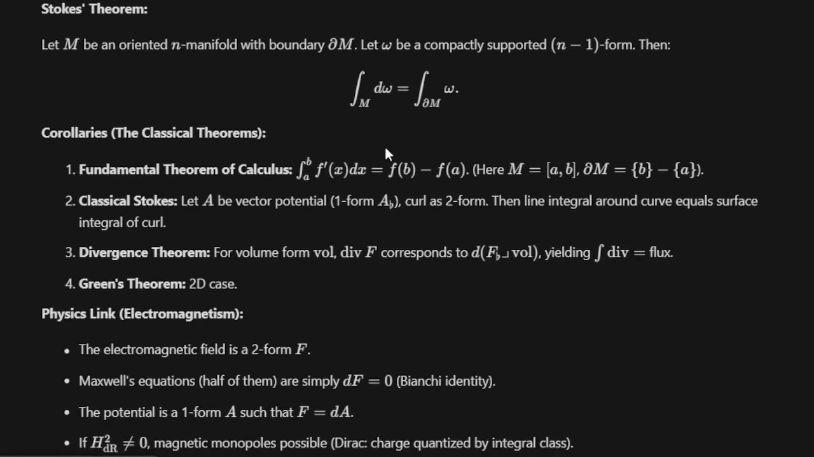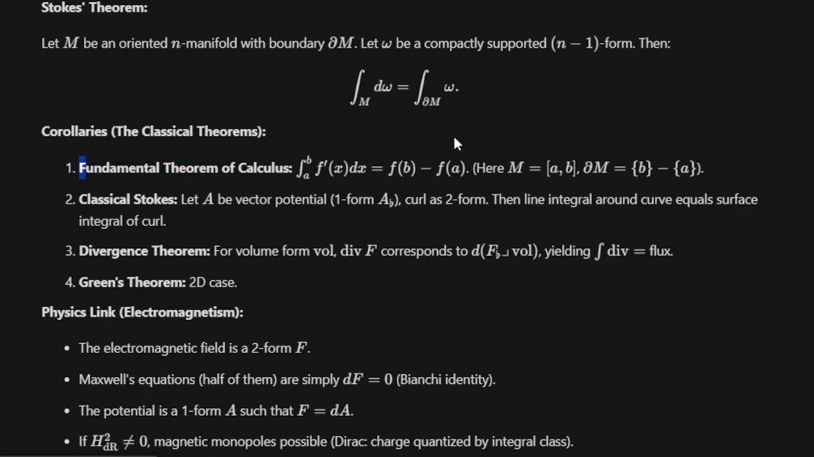so we get some corollaries, which is the fundamental theorem of calculus. Here the manifold will be defined over the interval from a to b, with boundaries being b minus a. We have the classical Stokes, so we would say let A be some vector potential, or a 1 form, right? And curl as a 2 form. Then the line integral around the curve equals the surface integral of the curl.